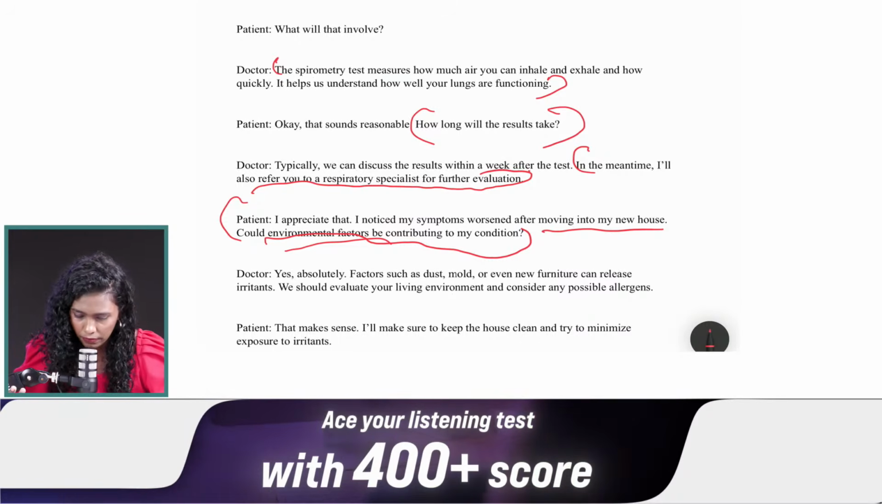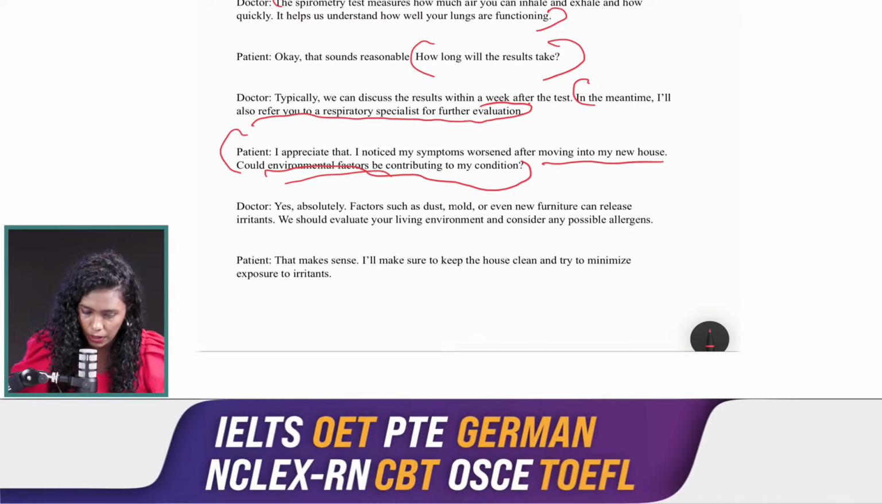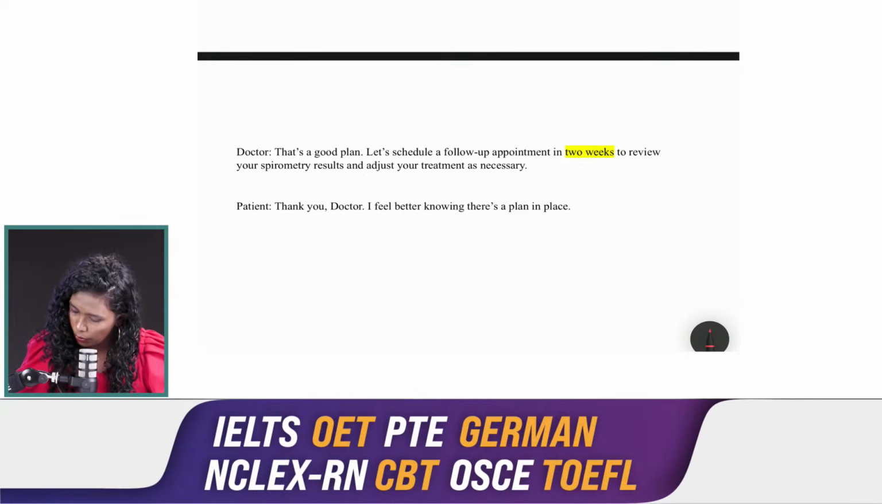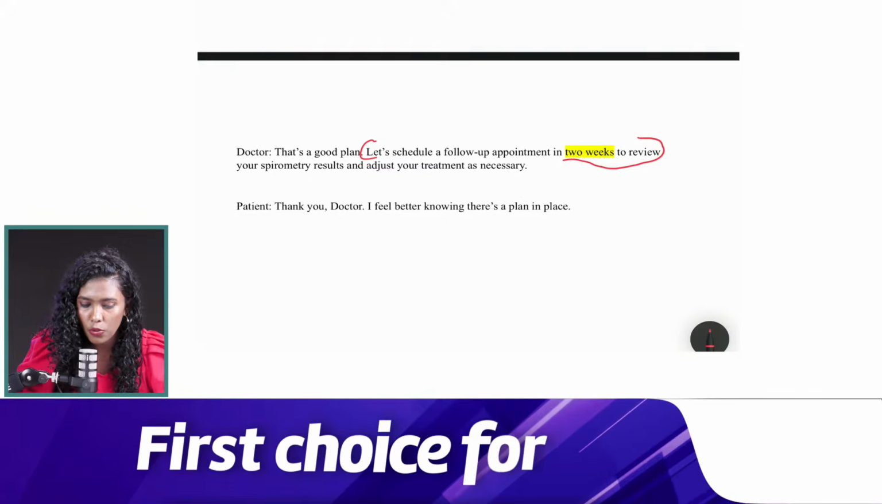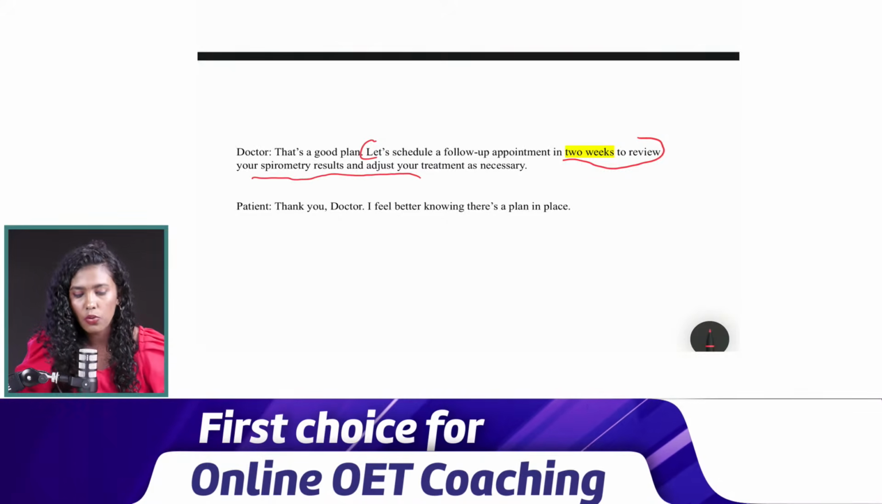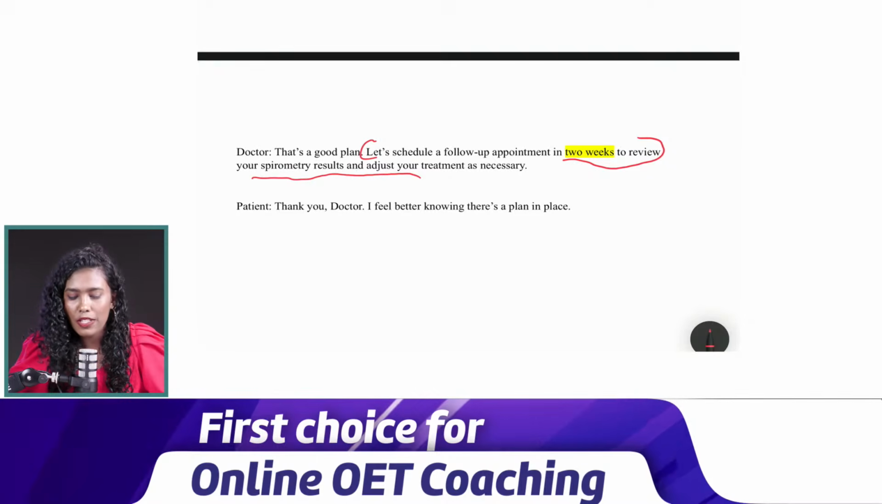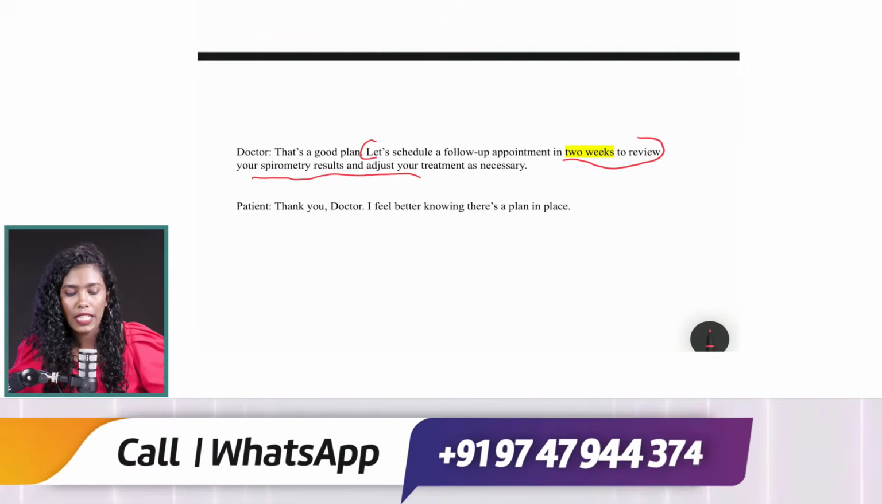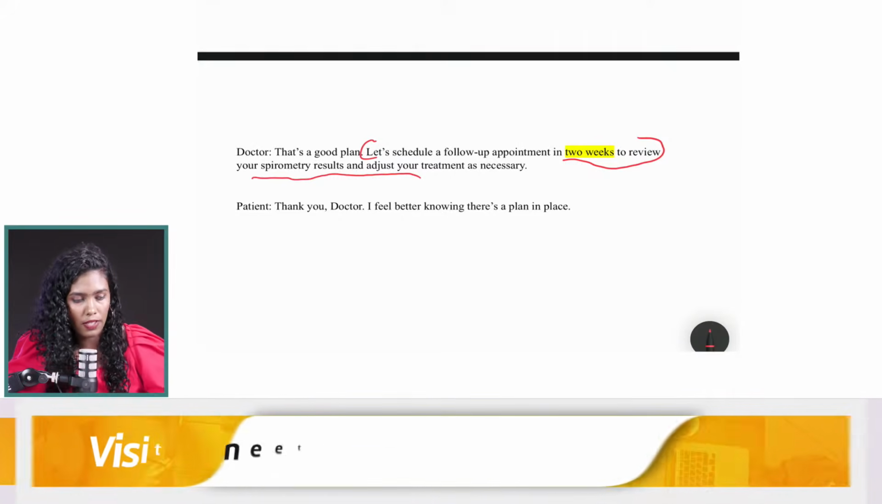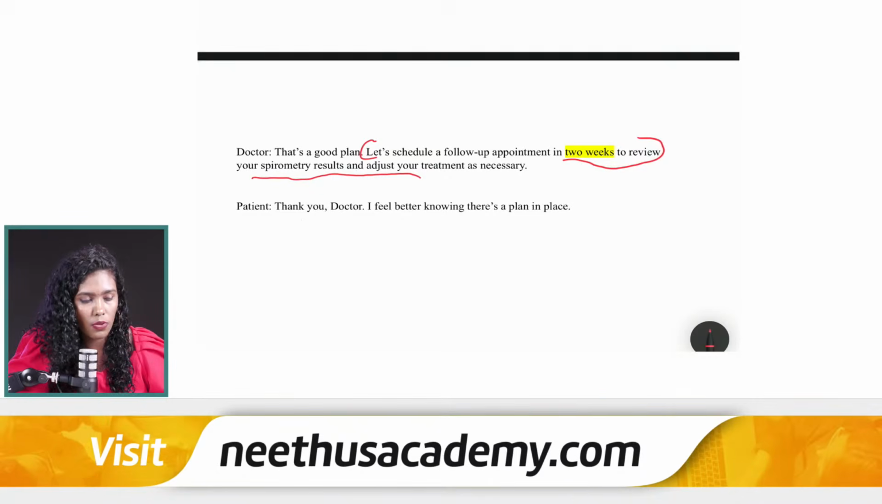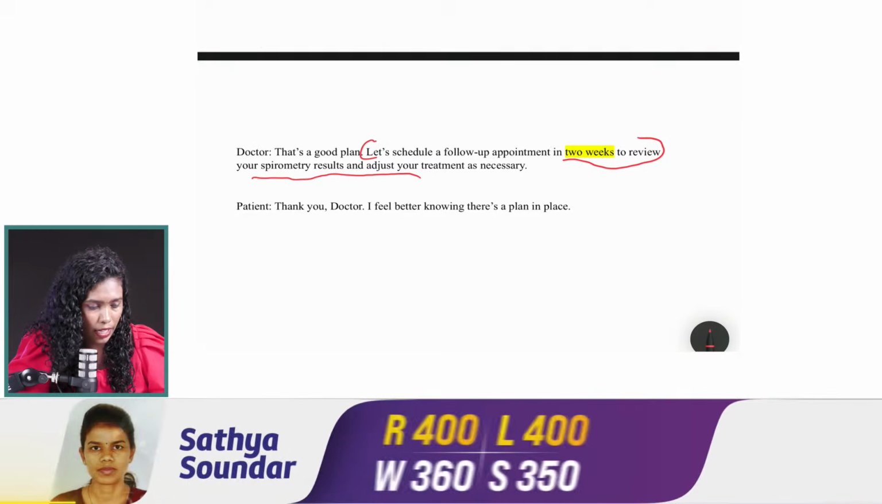Okay, now question number 12 was follow-up appointment in dash weeks. It is clearly mentioned, let's schedule a follow-up appointment in 2 weeks. So the doctor is asking to schedule a follow-up appointment in 2 weeks to review the spirometry test so that we can adjust the treatment as necessary. So that was about all the questions and answers. Do you have any questions to ask? If there is anything, please do comment, and I can clarify the same for you.